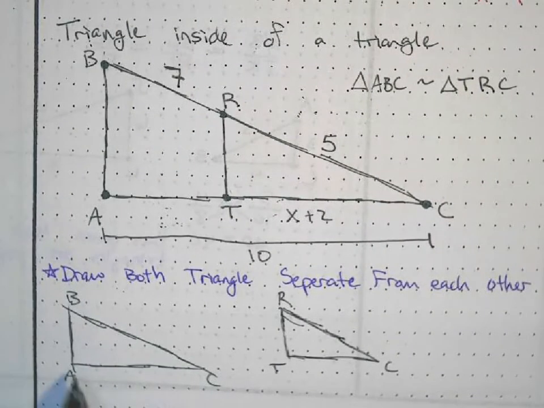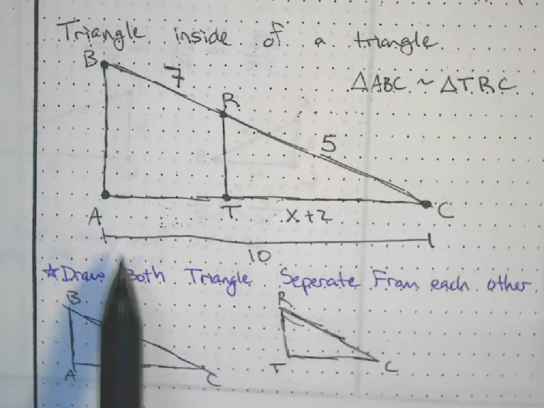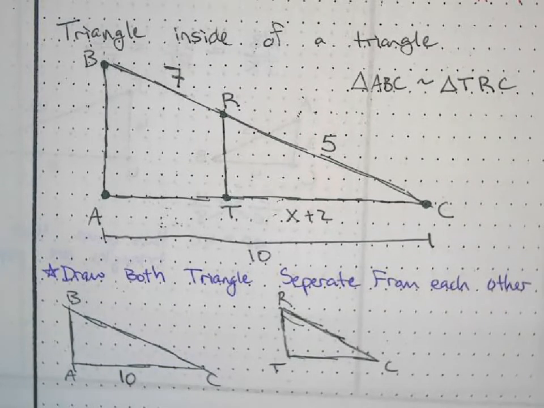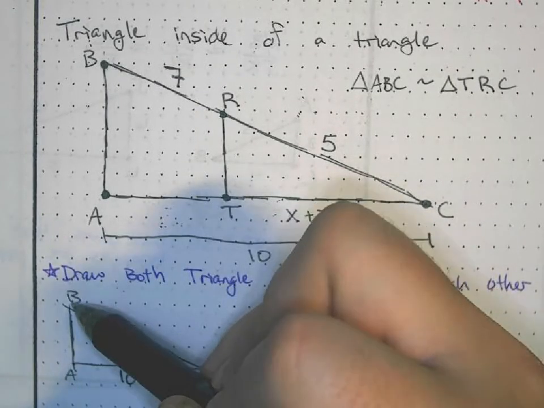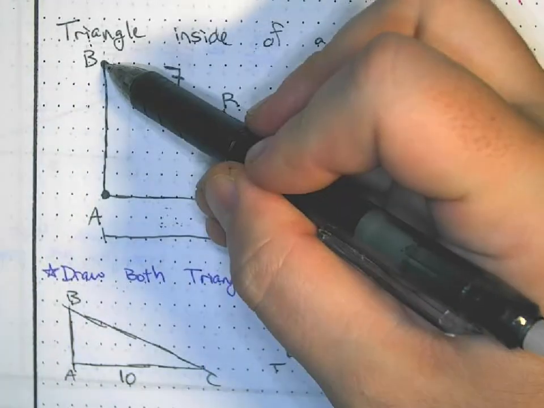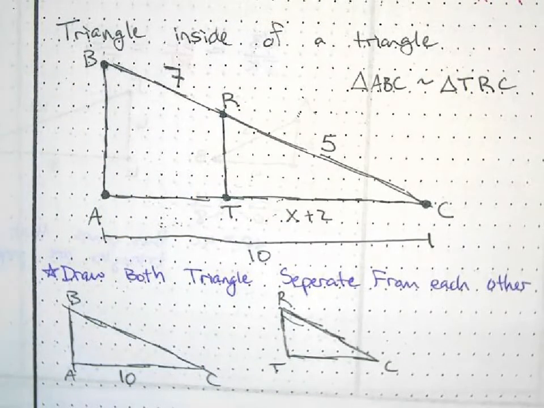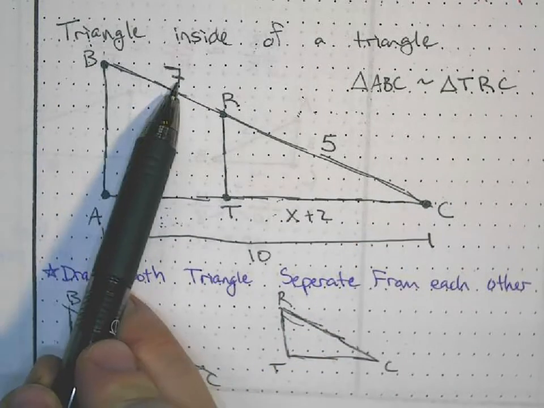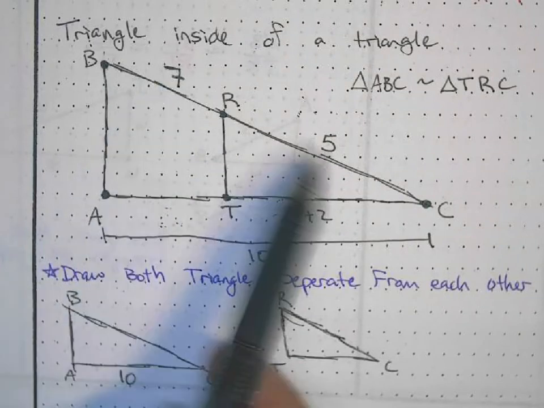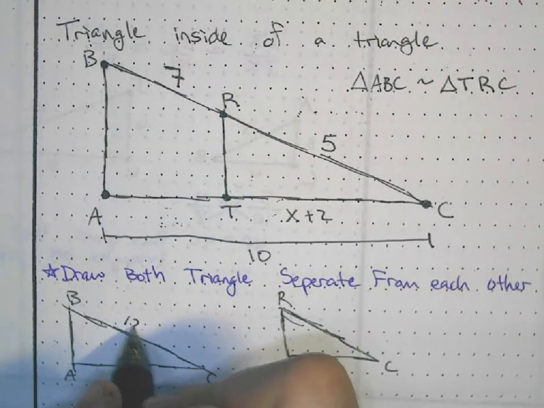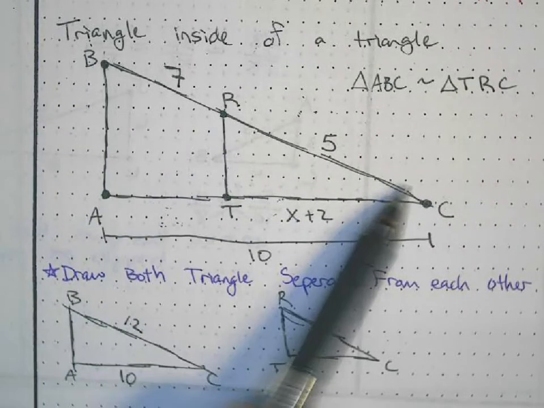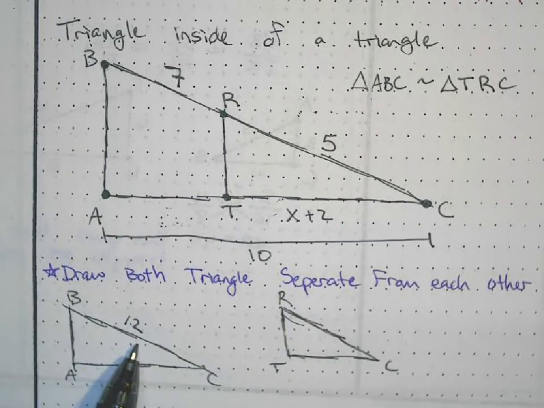So what is the length of AC? Well, if I look at my main triangle from A to C, it tells me it's 10. So I have 10 down here. And do we know the length of AB? So I look up here. Nope, that's left blank, so I'm going to leave it blank. And the length of B to C, all the way from B to C, well, that's 7 and 5. So 7 plus 5 would be 12. I have to do the entire length of BC, so BR 7 plus RC 5 is 12.